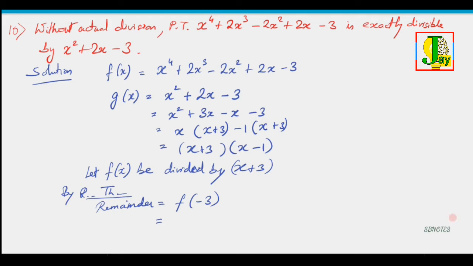Question number 10. Without actual division, you need to prove that x power 4 plus 2x cube, this expression, is exactly divisible by another expression, x square plus 2x minus 3. The factors of g(x), using the splitting of the middle term, we get x plus 3 and x minus 1. Now these are the factors of g(x). Let us see whether these are the factors of f(x) or not. So let f(x) be divided by x plus 3 first, and let us see the remainder at x equals minus 3, whether it is 0 or not.